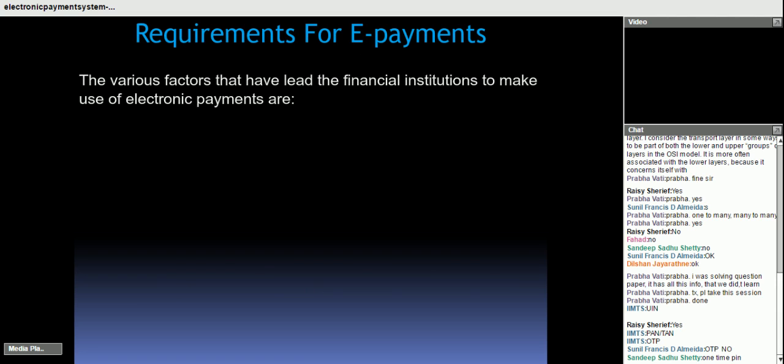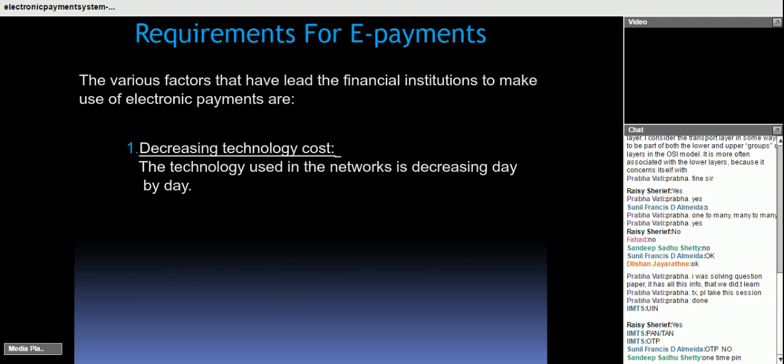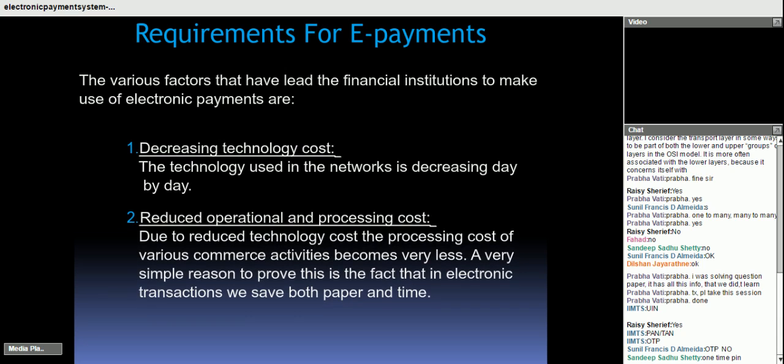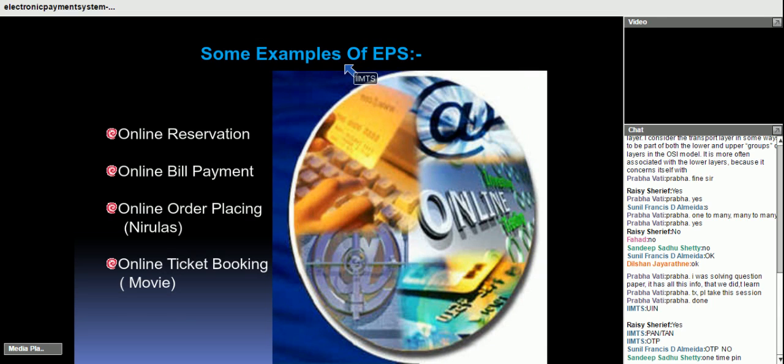So what are the requirements for e-payments? The various factors that have led financial institutions to make use of electronic payments are decreasing technology cost. The technology used in the networks is decreasing day by day. Then reduced operational and processing cost. Due to the reduced technology cost, the processing cost of various commerce activities becomes very less. A very simple reason to prove this is that in electronic transactions we save both paper and time. Number three is increasing online commerce. So these are the requirements for e-payments. And some examples of electronic payment systems are online reservation, online bill payment, online order placing, online ticket booking for movies.